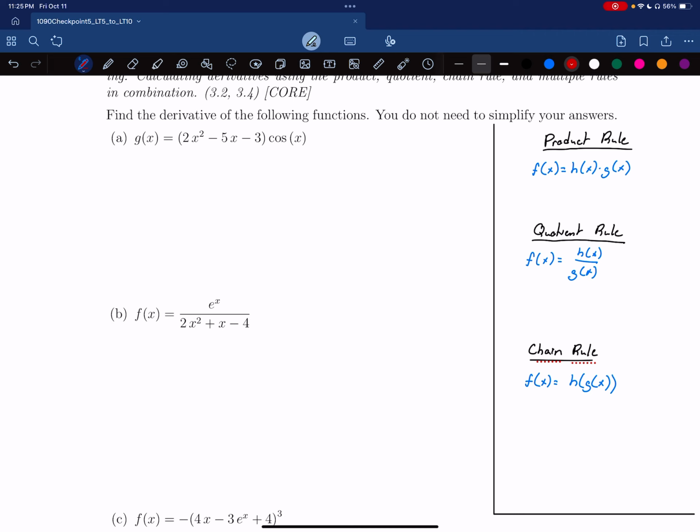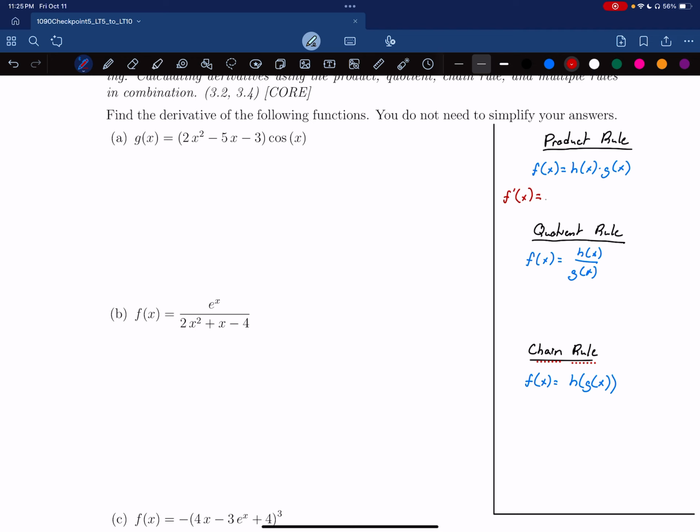So given that we have the product rule, we want to find the derivative of some function f of x. And f of x is the product of two functions. In this case, let's just call it h and g. So if I want to find the derivative, this will be equal to effectively the derivative of one function times the other plus the derivative of the other function times the original.